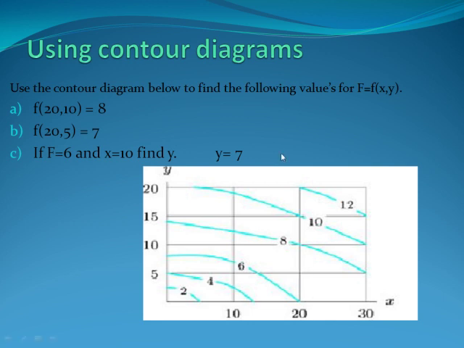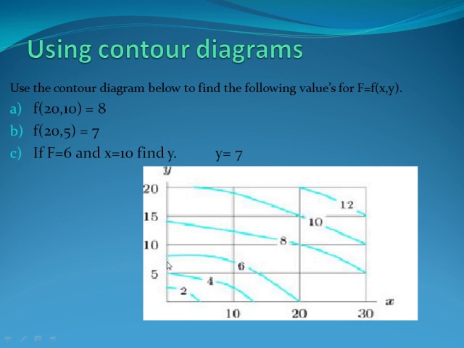Now, the other thing we can look at is if we have a value for the function, capital F, and then either the x or the y value, we can find the other one. So for part C, we have if capital F equals 6, that means we're somewhere along this 6 contour line, and x equals 10, so we want to see where this contour line intersects with x equal to 10, then what is y? Well, here, the 6 intersects right here, so we're looking for the y value. So notice if we come over here, our best estimate is going to be right about 7.